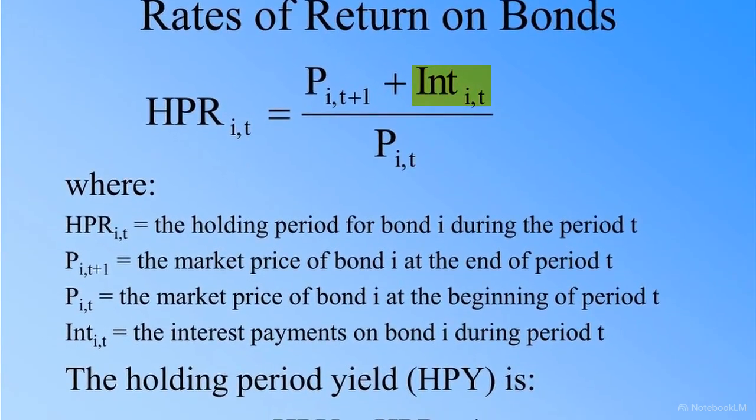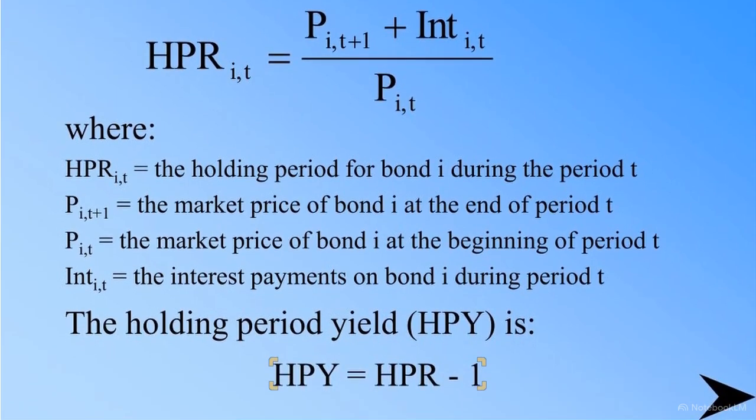The int variable represents the specific interest payments, or cash flows, distributed to the holder during that period. Alongside that periodic income, we have PT+1, the market price of the bond at the end of the period. This tracks capital appreciation, or depreciation, which fluctuates constantly on the secondary market. By combining price action with interest income and dividing by the initial price, we get the total return ratio. Subtracting 1 from this holding period return gives us the holding period yield, the actual percentage gained or lost.